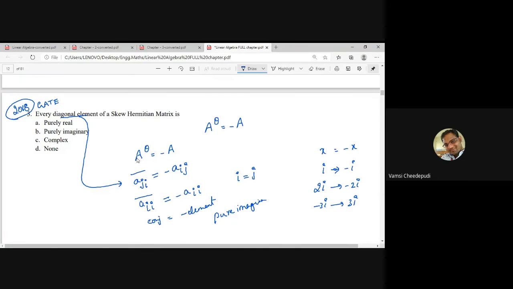Purely imaginary means it should be like 2i. 2i plus 5, that is not allowed. That is not purely imaginary. So the answer should be B. Answer should be B.